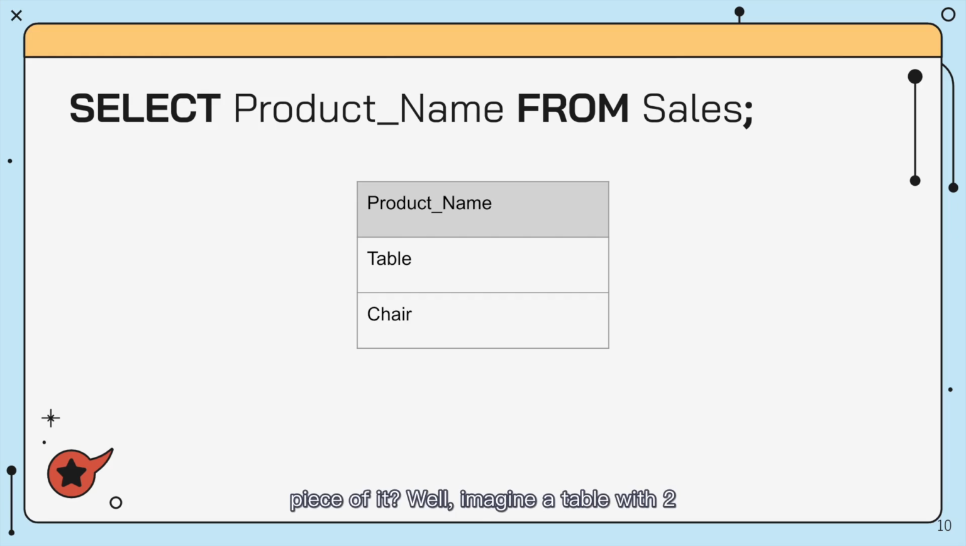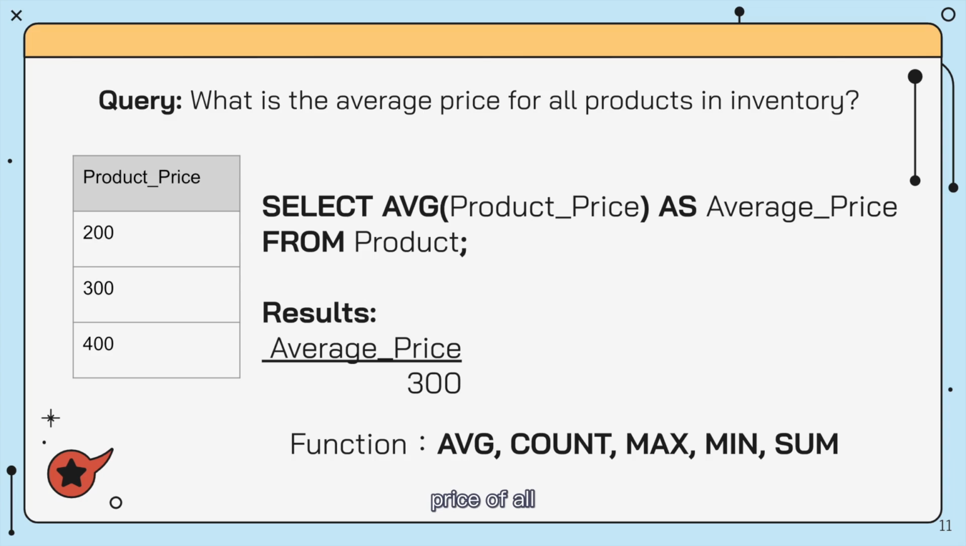Well, imagine a table with 2 million rows of data. You can only see a small part of it on the screen, right? This is why it can be helpful if you can extract only a portion of the table that satisfies given criteria. If you want to know the average price of all inventory items, to get the overall average value, use the AVG function. We can name the resulting expression with the alias average price.